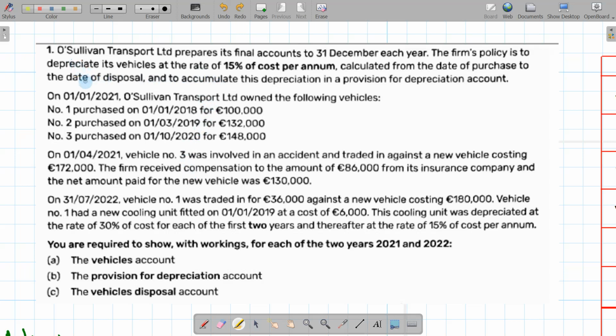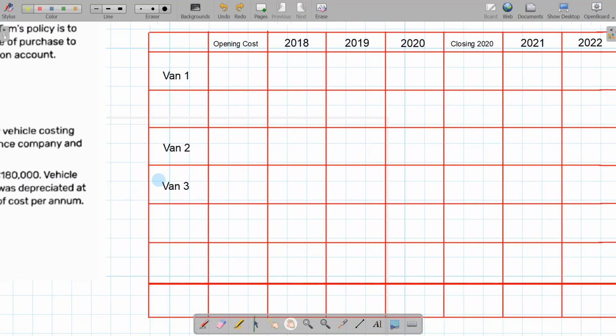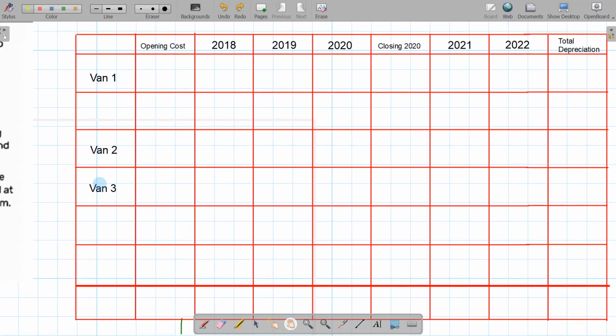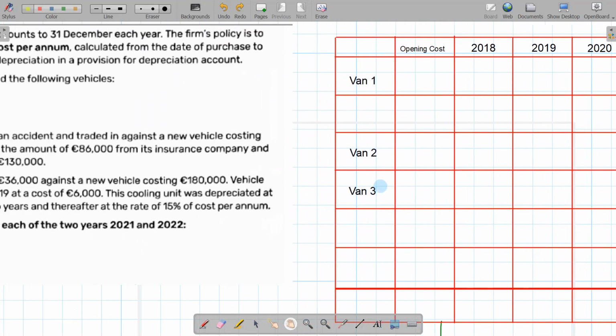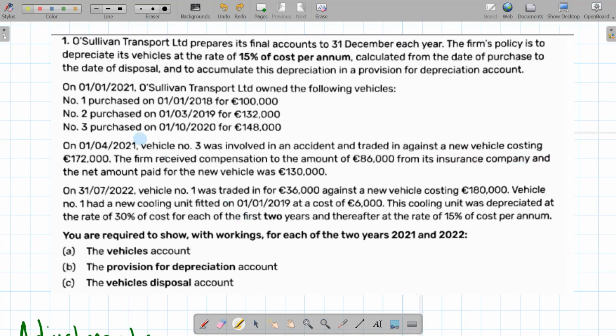The first thing I like to do is read the question, because then when we're going through our depreciation table, it's easy to know how many vehicles we'll have at the end of the question. So O'Sullivan Transport prepares its final accounts at the 31st of December each year. That should be in every question really. The firm's policy is to depreciate its vehicles at 15% of cost per annum. Okay, so that's important.